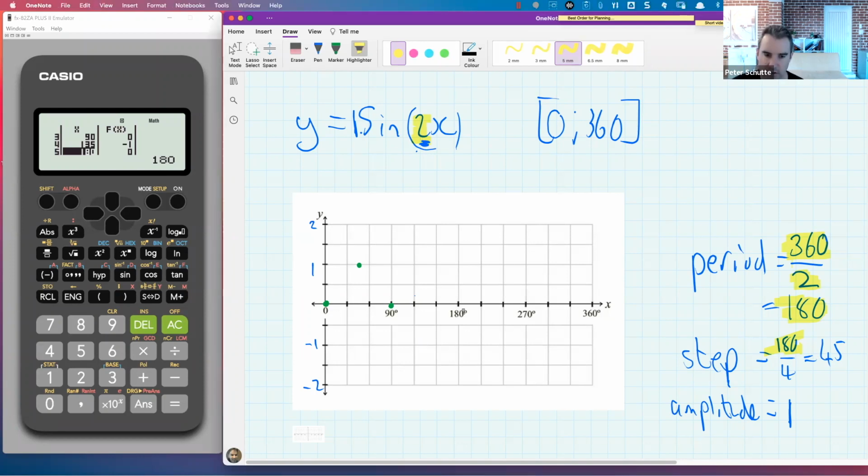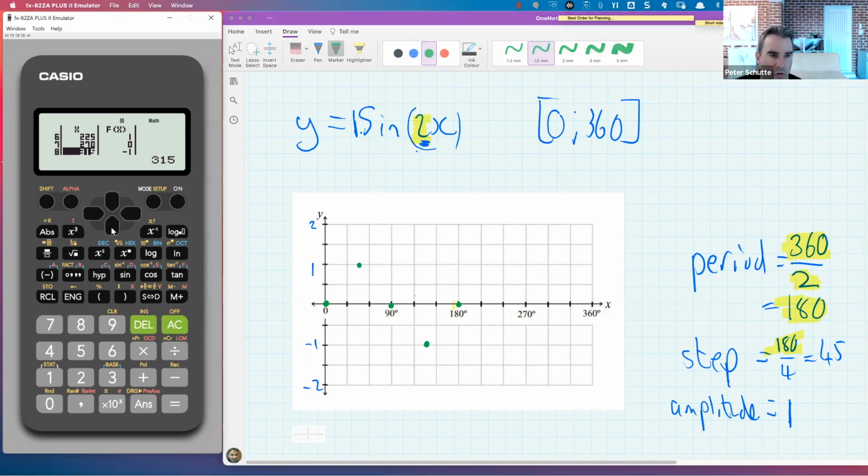So now let's go back to this journey. Actually, let me reveal more of these points. So it was 225, 1. So where's 225? 1 is here. And then here, 315 is -1. And this is here.